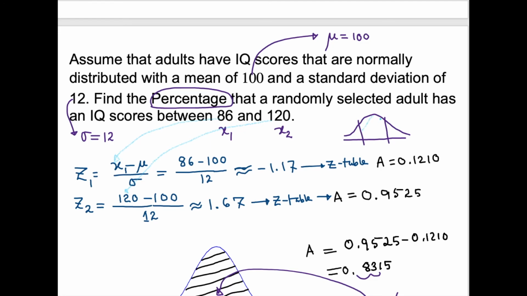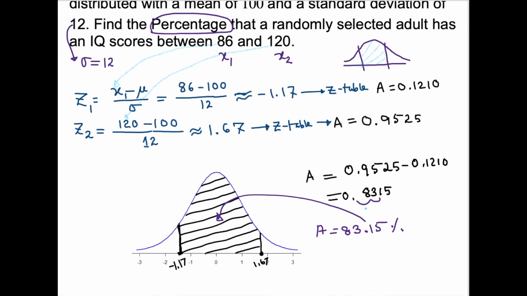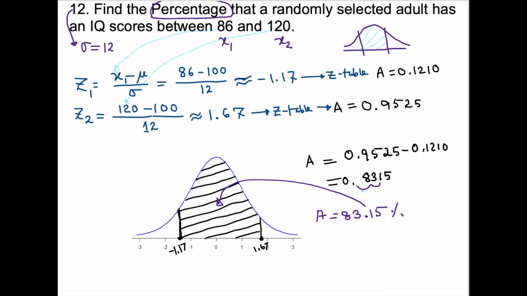Again, we are looking for the area in between, so we're going to have 2 z scores, and once we have them, we take the difference between them and that will give us the answer in between. Of course, if the question asks for a percentage, we convert it to a percentage, and if it doesn't, we just leave it as a decimal. Usually 4 decimals is the best way.